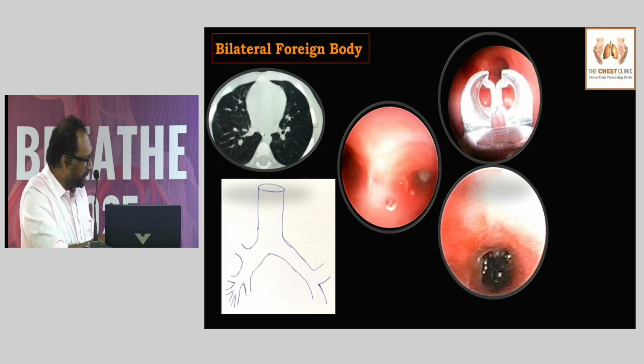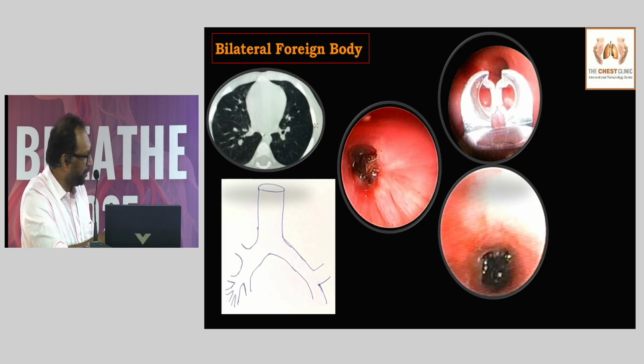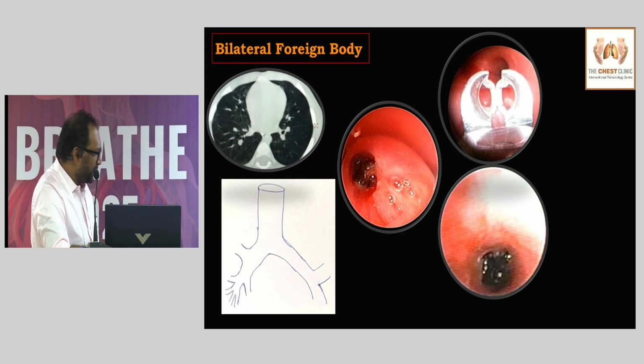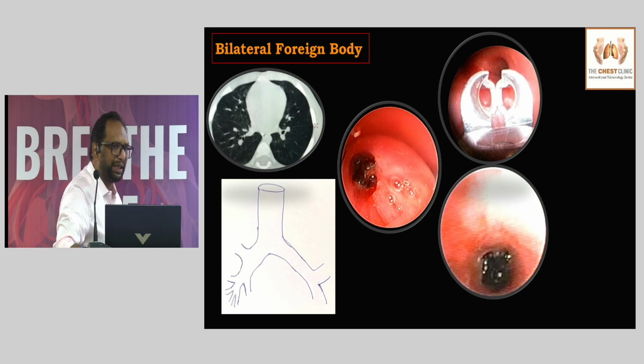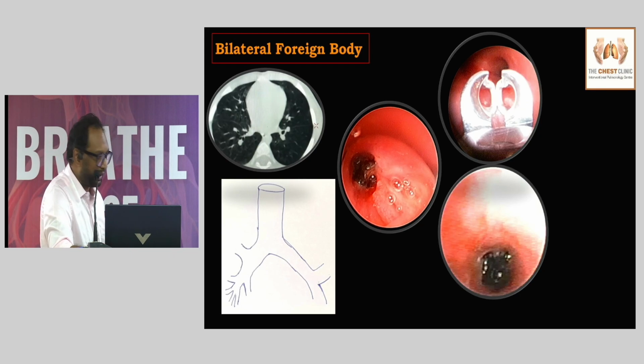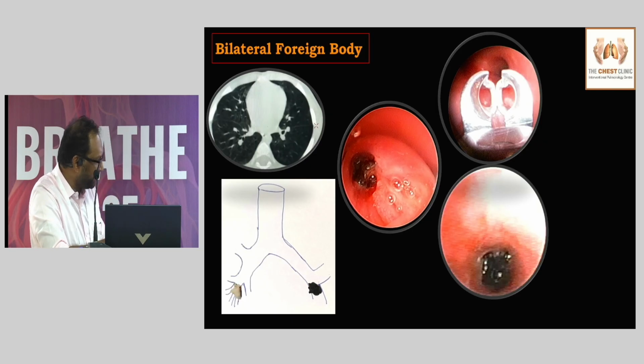So that's the initial bronchoscopy, that's the intermediate bronchus where you can see, and that's the foreign body again in the left main bronchus. So what you need to do in this case is to quickly get the ventilation properly. So what we did, we initially thought we'll remove the right side part. Inadvertently, I pushed the foreign body inside. But it was good for me, at least I was able to maintain the ventilation.